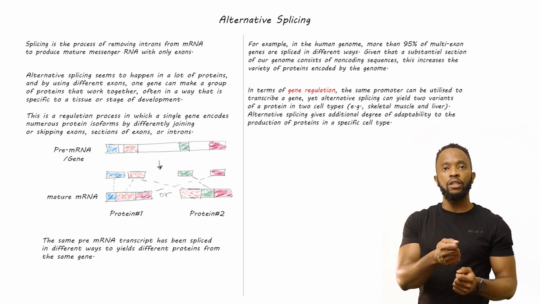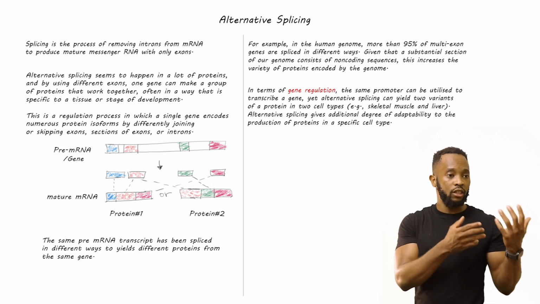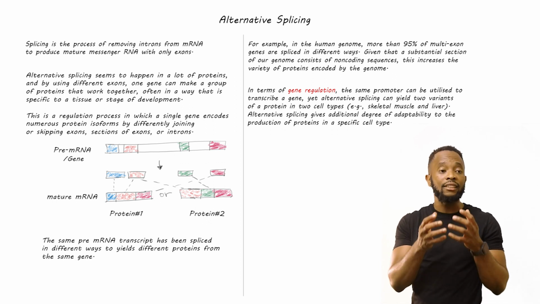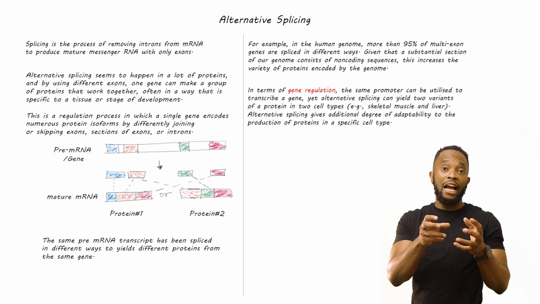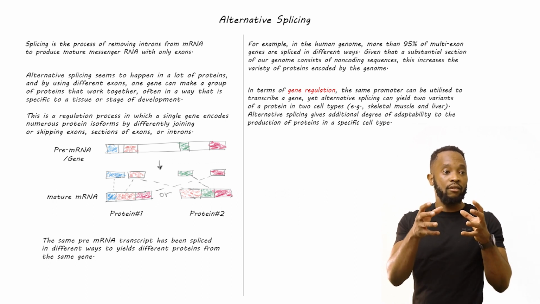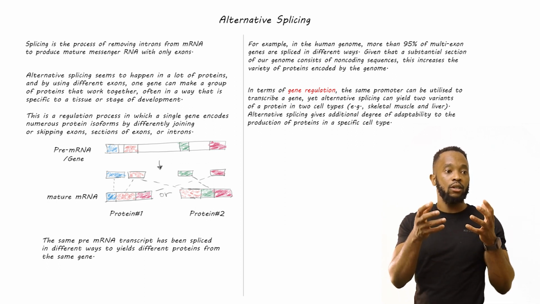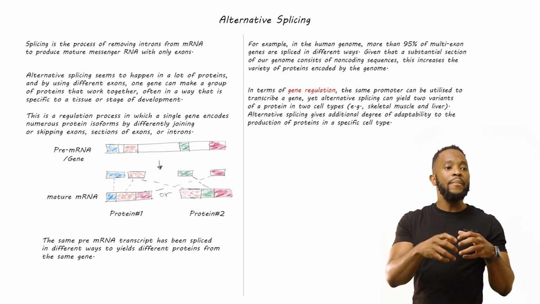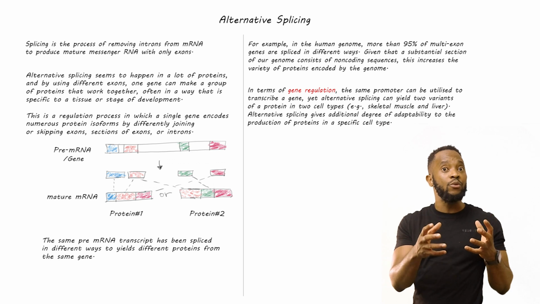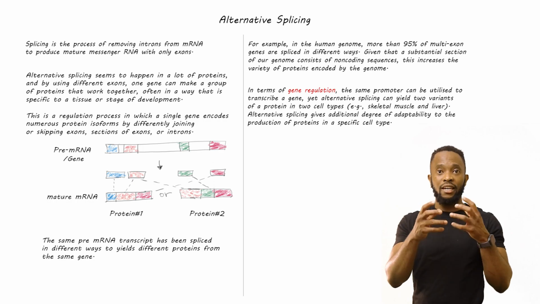And when it comes to gene regulation, what we can say about alternative splicing is that in this scenario, as you can see here, you could actually have the same promoter that can be used to transcribe a gene which, through alternative splicing, can give two variants that can function in two cell types, such as your liver cells or your skeletal muscle cells as well. So having said so, in gene regulation, alternative splicing allows for a degree of adaptability to the production of the proteins that we need in specific cell types.